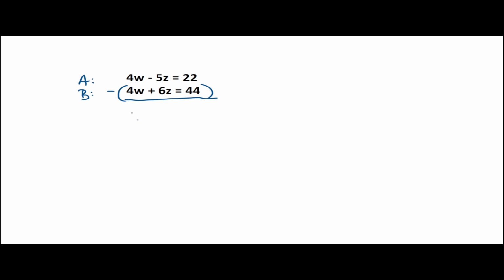So 4W minus 4W is no W's. Minus 5Z minus 6Z is minus 11Z. And 22 minus 44 is minus 22. So we have minus 11Z equals minus 22. And we're going to divide both sides by minus 11, and we see that Z is 2.